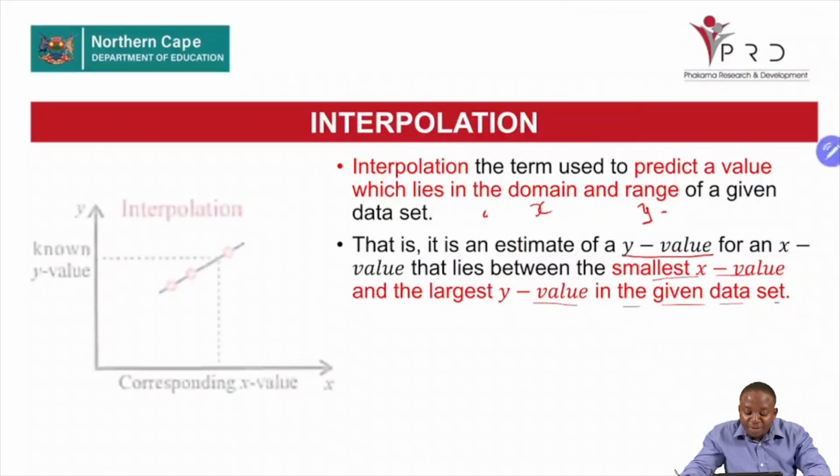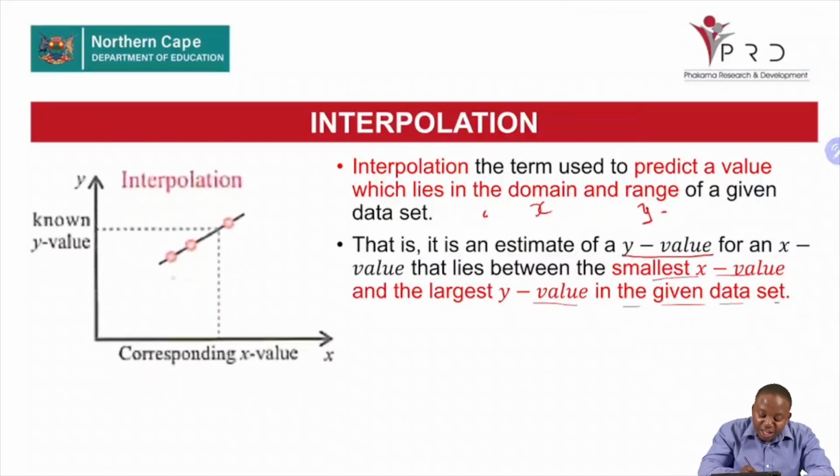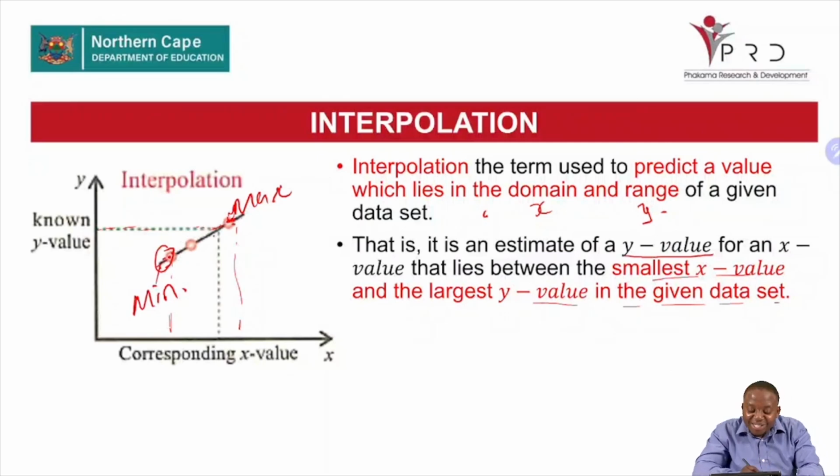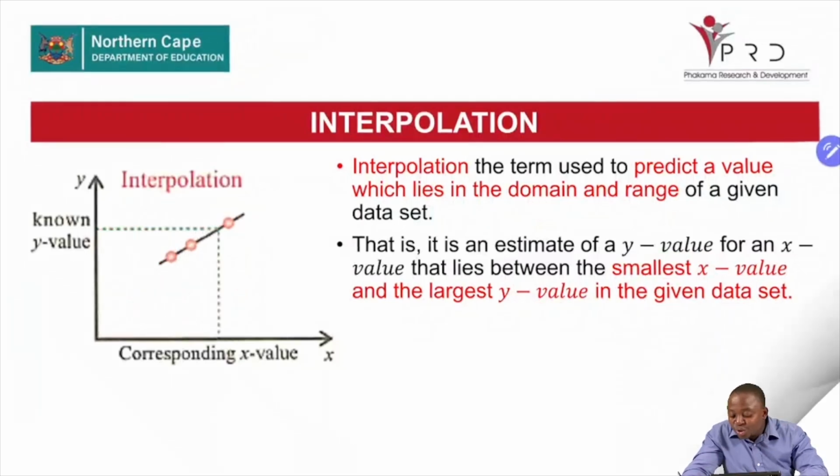So interpolation, let's say maybe this point is between this point and that point. The minimum point is this one, the maximum point is that one. Any value that you are looking for which is within this highest and this lowest is interpolation. Now what happens if the value is outside this minimum and this maximum point? So what do we call that?